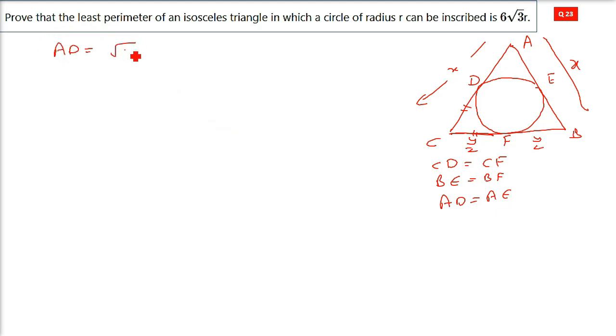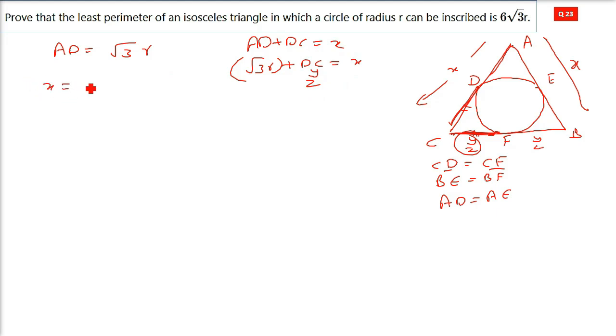Now what was AD? I just told you it was under root 3r. We just computed it. And this AD plus DC is what? Please remember, the sides which are equal are AC and AB. Whether AD and DC will be x by 2? First thing, AD will be equal to root 3r. DC and CF are equal. See, AD or DC will not be equal to x by 2, because the sides which are equal are AC and AB. So x is equal to root 3r plus y by 2. From here we get a relationship: y by 2 equals x minus under root 3r.